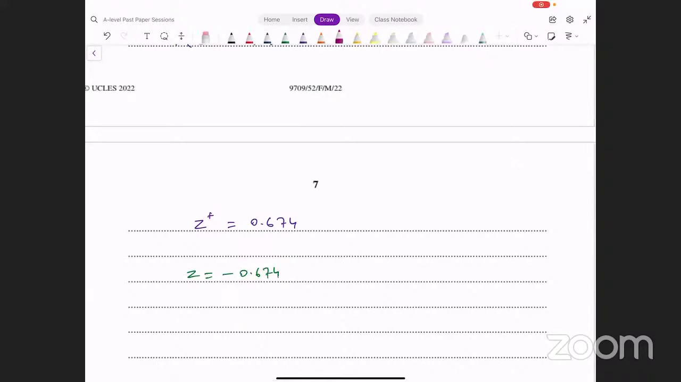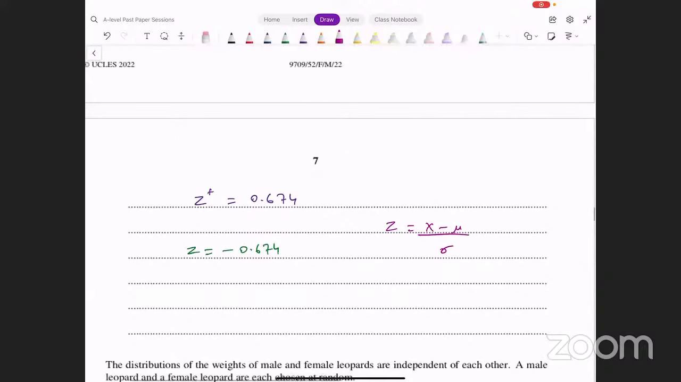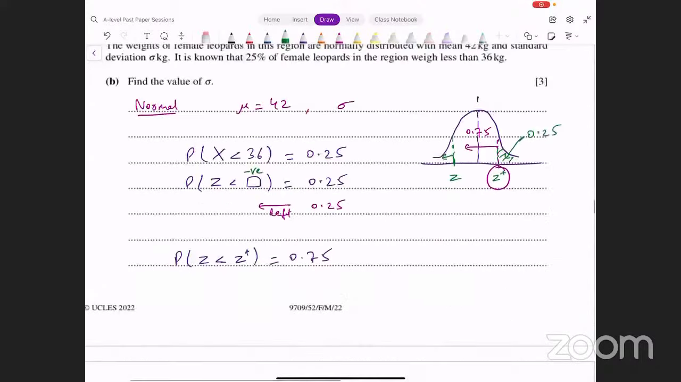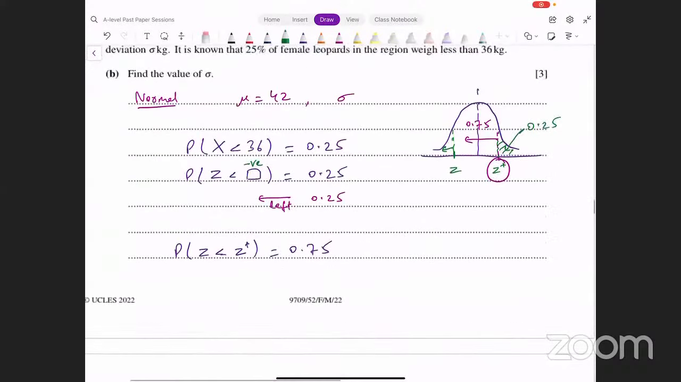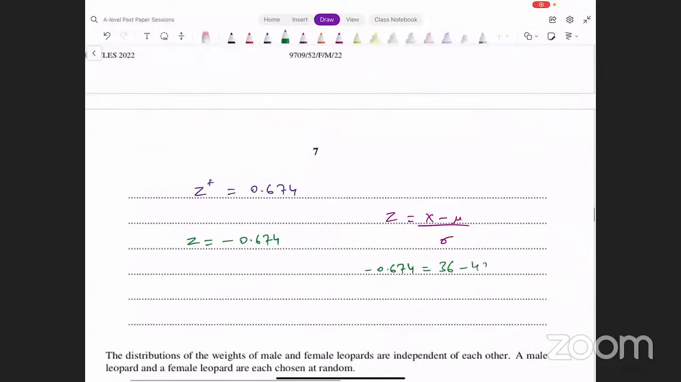What's the formula that you got? You got z equals x minus mu over sigma. Z is minus 0.674. X यहाँ पे क्या था? X was 36. Minus the mean. Mean was 42. Divided by sigma. And that's going to give you the value of standard deviation.